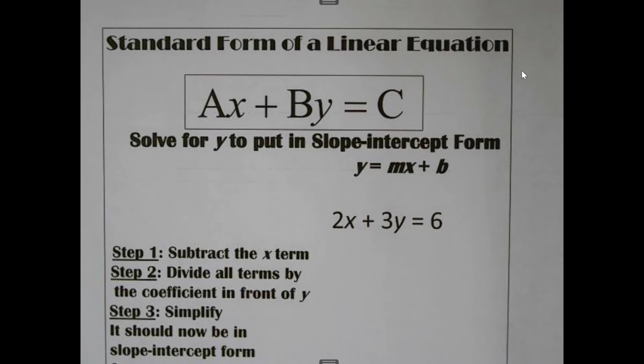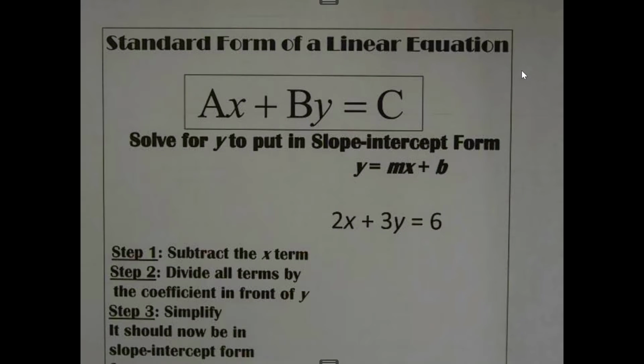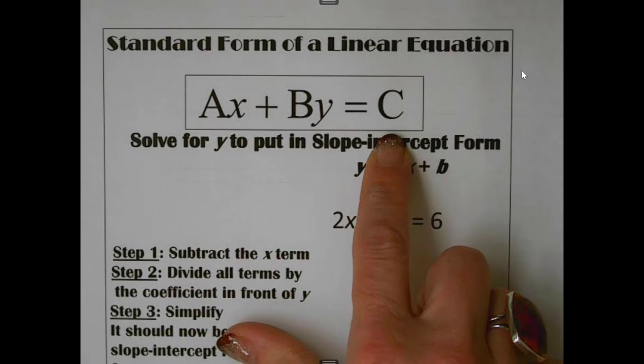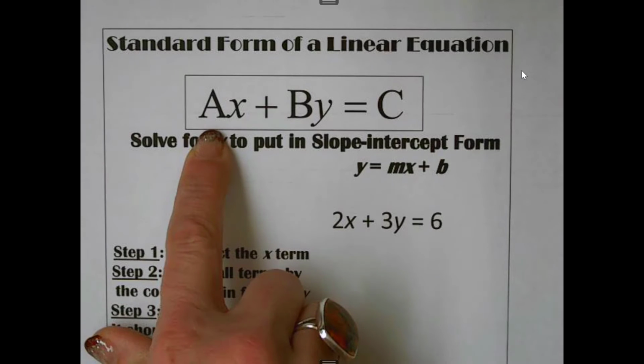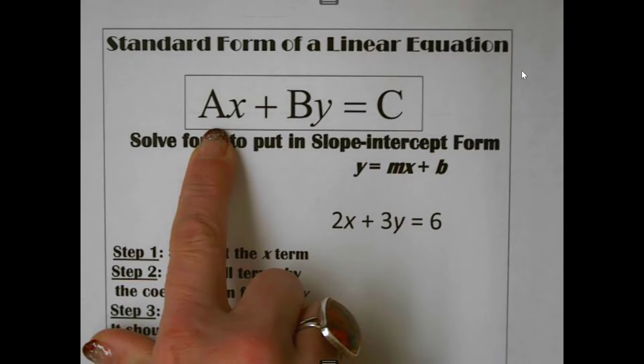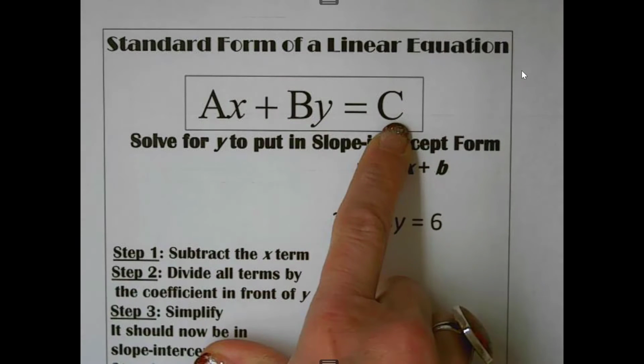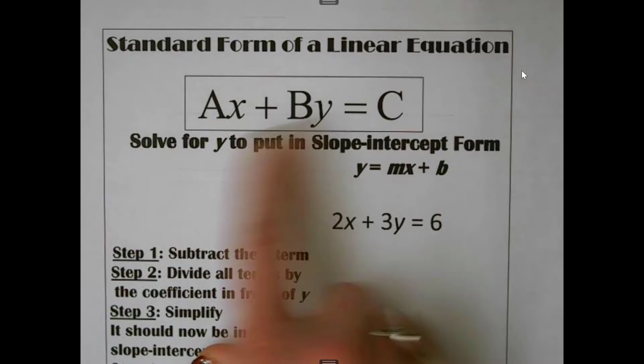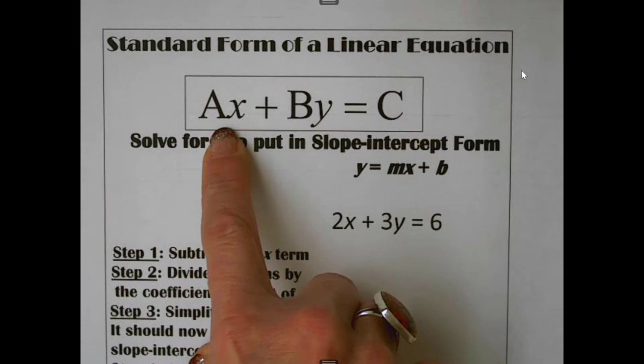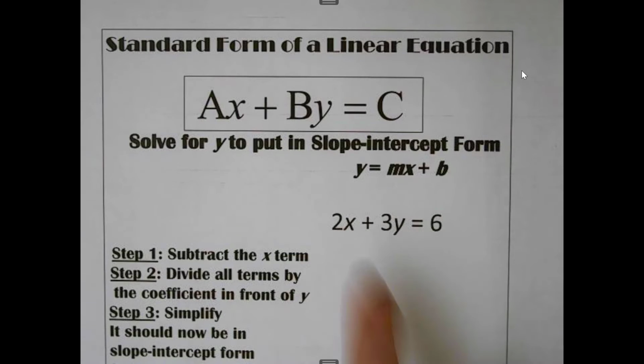Standard form is when an equation is in the form ax plus by equals c. Now, slope-intercept form is when y is by itself, and we've been graphing those for the last few blocks. A will always be positive. B can be positive or negative, and so can C. But in order for it to be a true standard form, A is going to be positive. So let's take a look at an example.